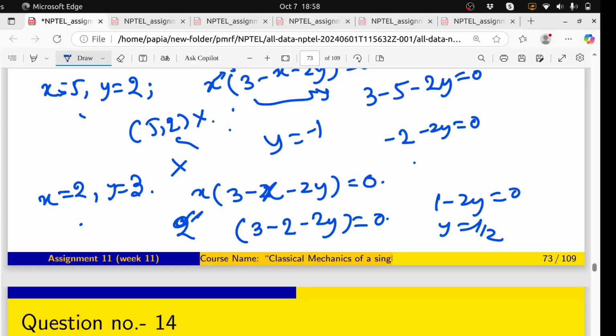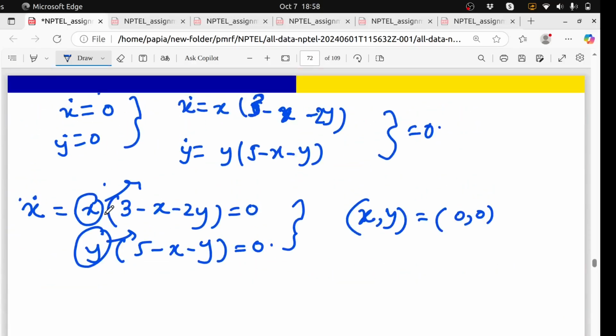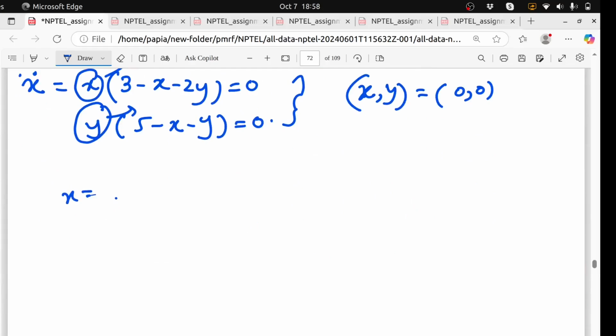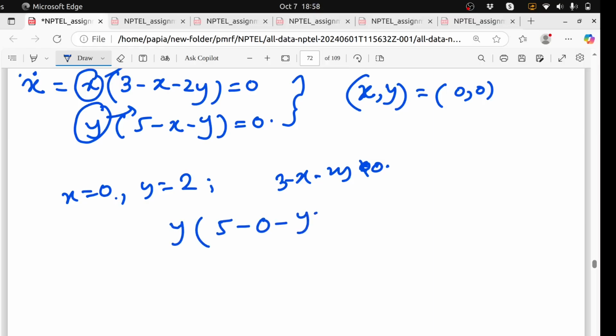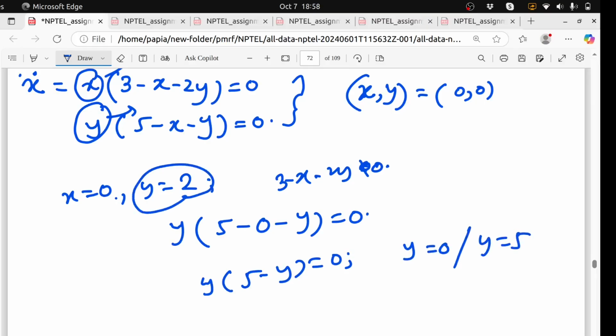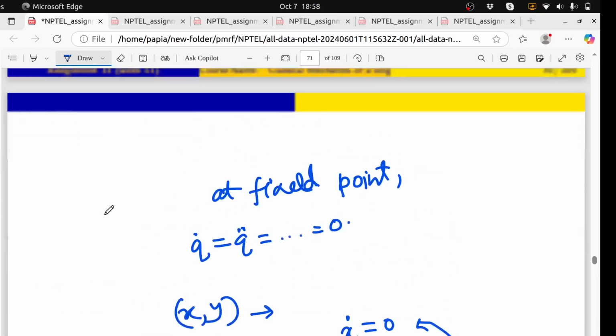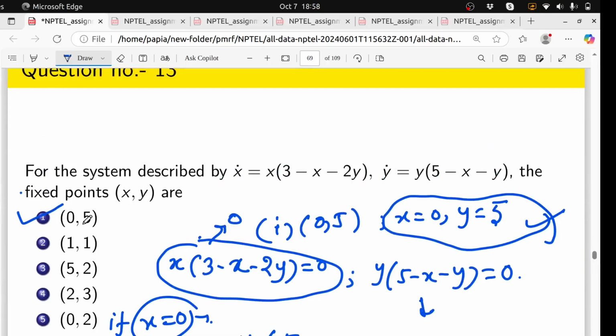Now coming to the last option, (0, 2). That means x equals 0, y equals 2. Now see, if x equals 0, then for x(3 minus x minus 2y), whether the bracket is 0 or non-zero does not matter because the first factor is 0. Now coming to the second one, y(5 minus 0 minus y) equals 0. So y(5 minus y) equals 0. So the options are y is 0 or y is 5. But it is showing that y is 2. So that means it is also not correct. So we have already established that the first option is correct.